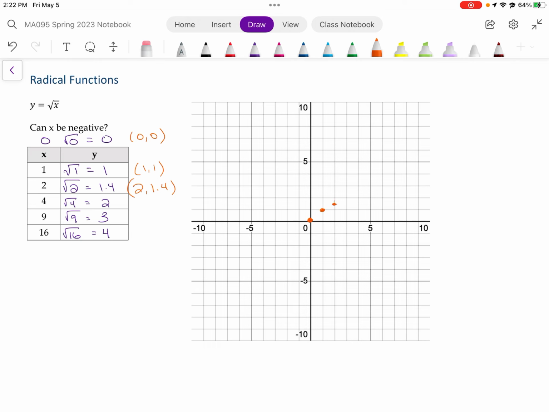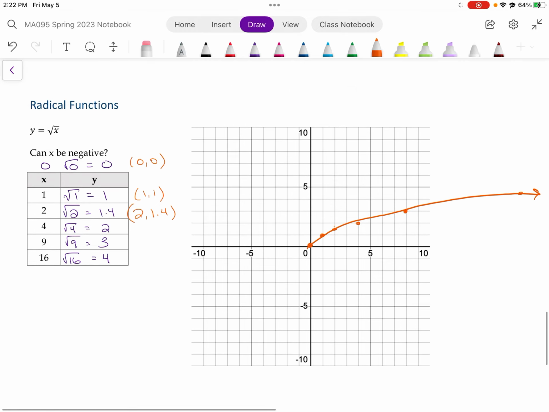And then 4 is 2. And then 9 is 3. Notice how slowly this thing is growing. And then 16 way out here would be 4. So this thing grows really slowly and looks like that. That's what a radical looks like. Okay, that wasn't a very good picture, but hopefully you get the idea.